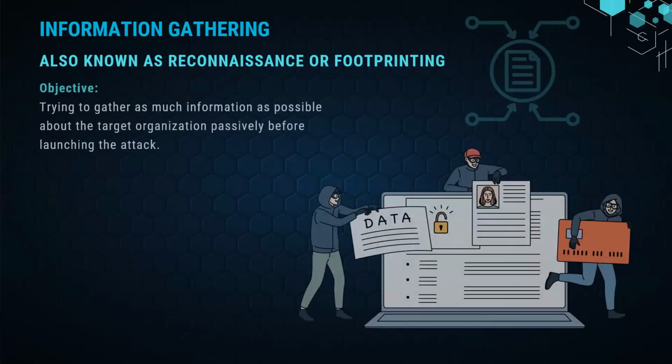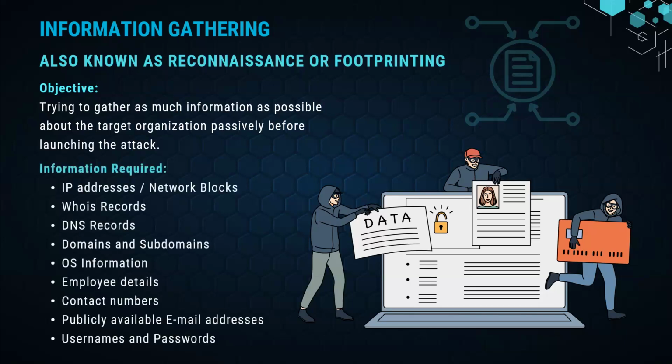The objective here is to gather as much information as possible about your target organization. So if my client, let's say, is an organization like Tesla.com or Wipro.com or whatever it may be, the first thing you have to do is research as much information as possible about that organization. What you need to research is listed here: the IP addresses, the network blocks, the WHOIS information. The objective here is gathering all this information about an organization.